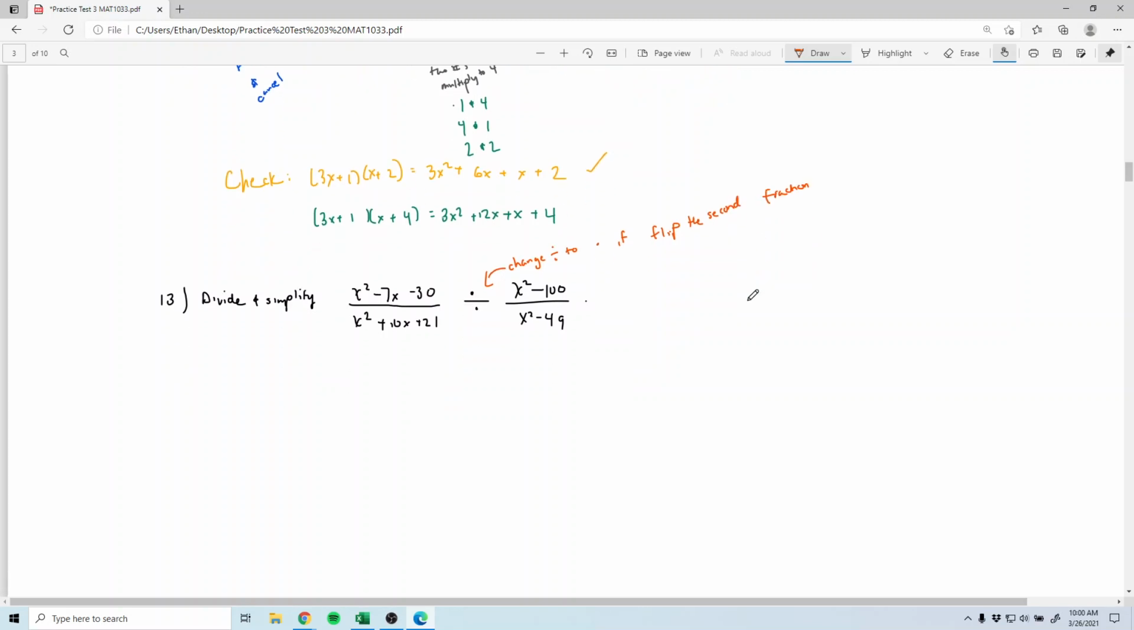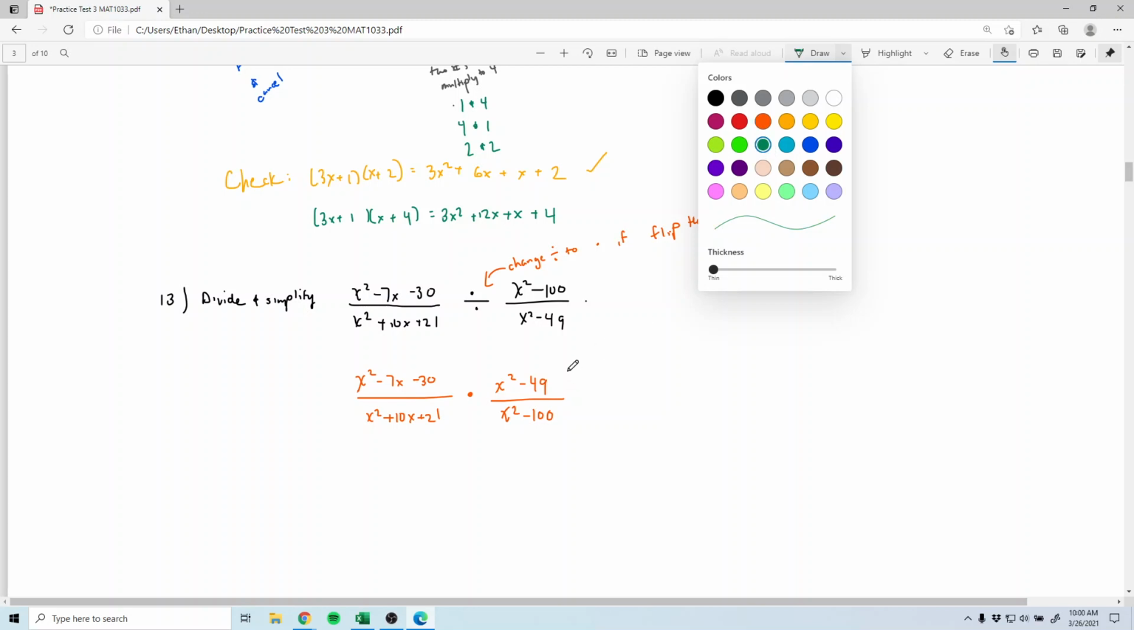Right. So what this is going to look like, I'm not going to do any factoring yet. I'm just going to rewrite it. We got x squared minus 7x minus 30 over x squared plus 10x plus 21. And then I'm going to change division to multiplication. And I'm going to flip this fraction. So I'm going to have the x squared minus 49 on the top and the x squared minus 100 on the bottom.